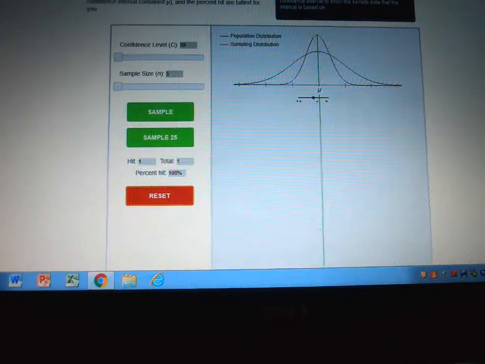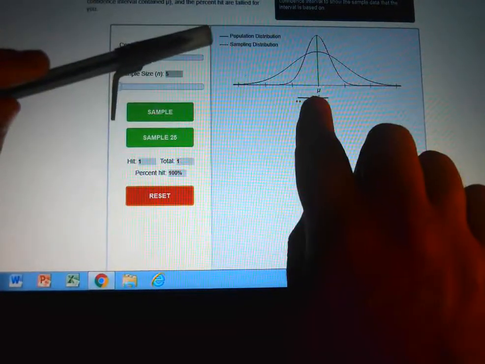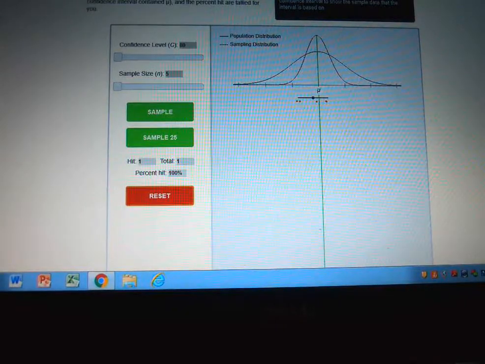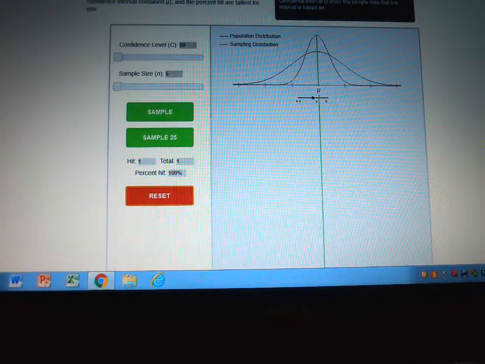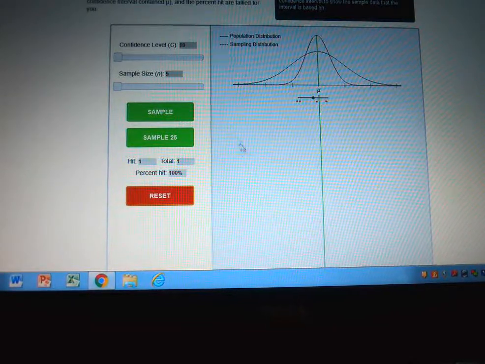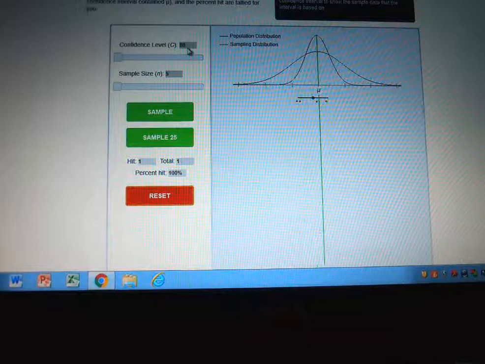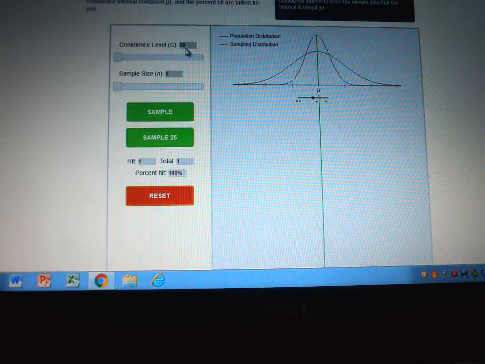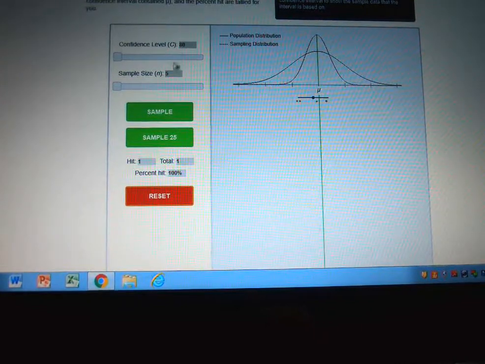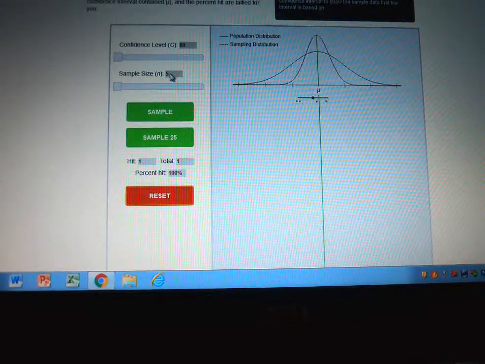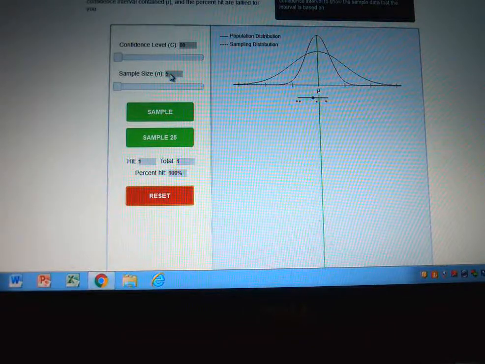What the bar represents, that's your confidence interval. So when you add or subtract your z star times sigma over square root of n, well, remember that z star is coming from how confident you want to be. Now I have 80 represented here. And then your sigma over square root of n, that's going to change depending what your sample size is.